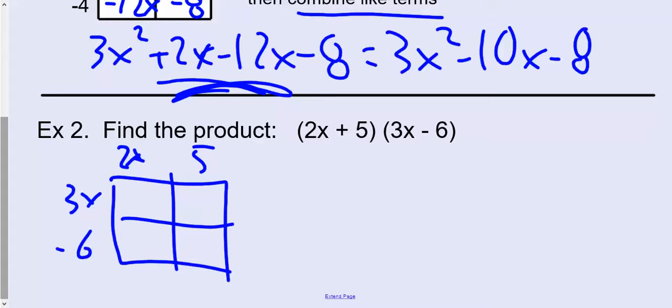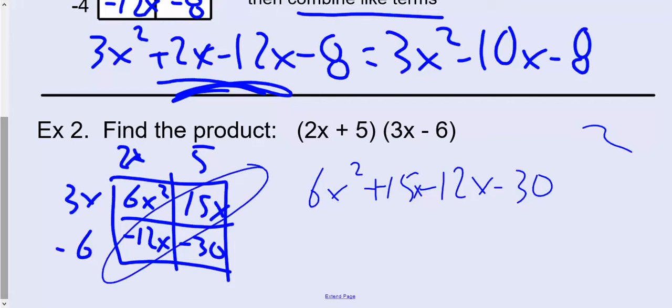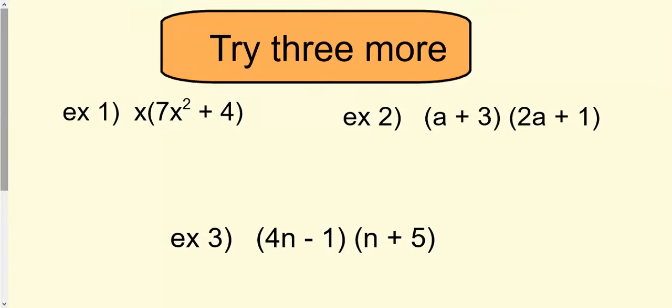Okay, so 2x times 3x is 6x squared. 5 times 3x is 15x. 2x times negative 6 is negative 12x. And negative 6 times 5 is negative 30. So I have this guy right here, and then I'm going to combine like terms. And you may say, well, do I have to write this out, or can I just combine like terms from this part right there, the 15x and the negative 12x? Yes, you can do that. So if you say, okay, those two add up to be positive 3, you can skip this first step here and just combine like terms from the get-go. So that's a binomial times a binomial using the box.